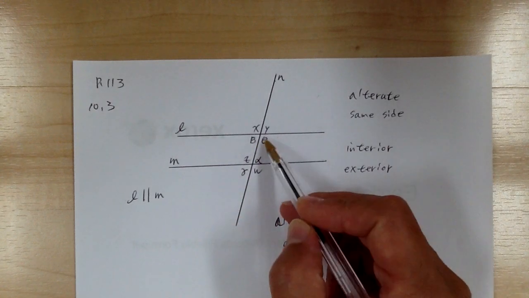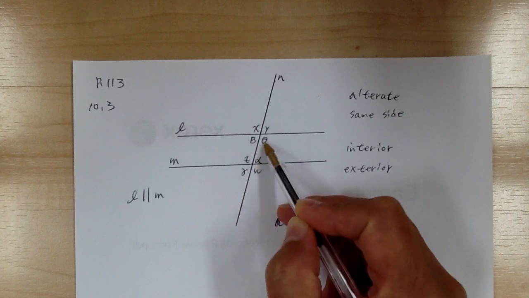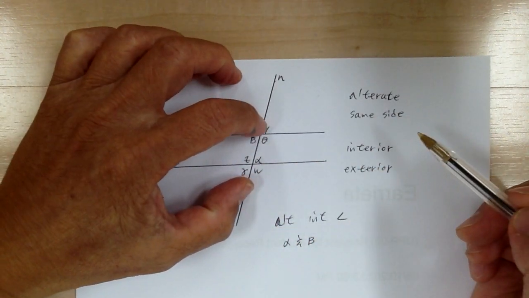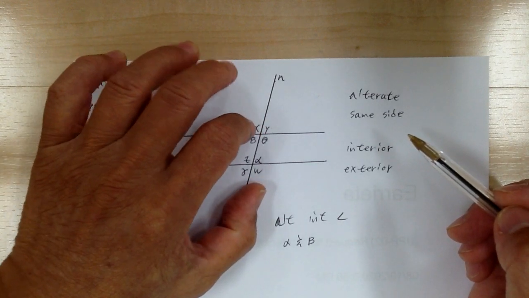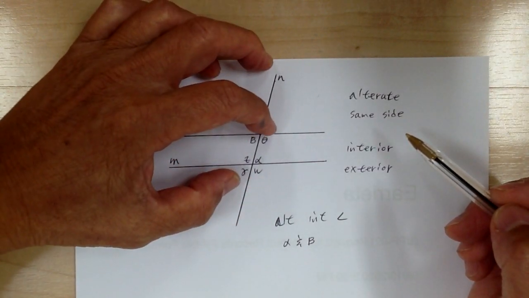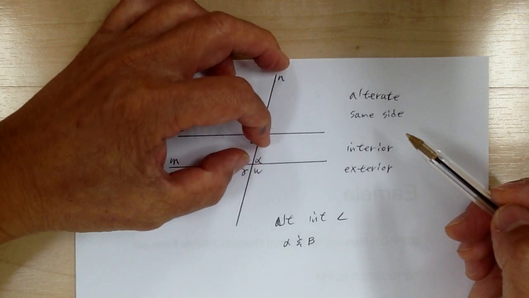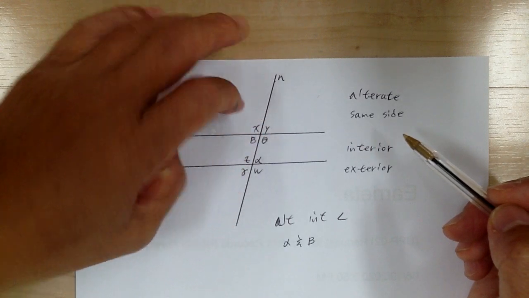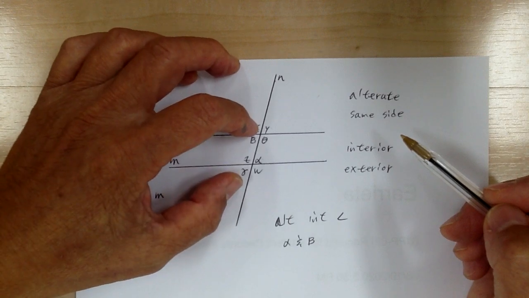Okay. This would be same side. Same side interior angles. These two would be same side exterior angles. These two would be alternate exterior angles. Okay, and so these two would be the alternate exterior angles. Okay, this would be alternate interior angles, and this would be same side exterior angles.